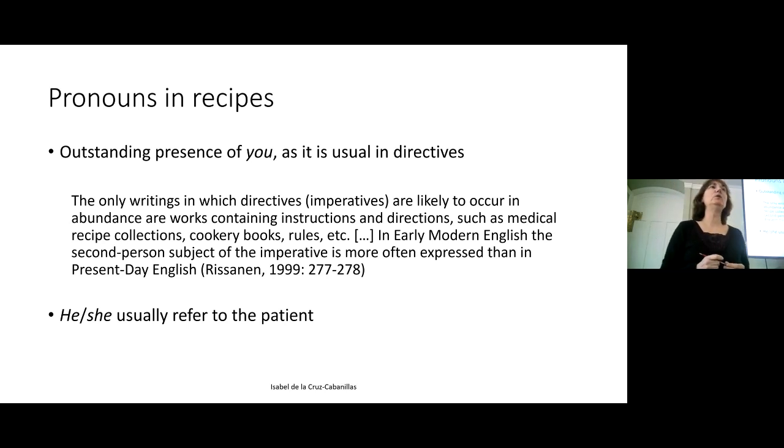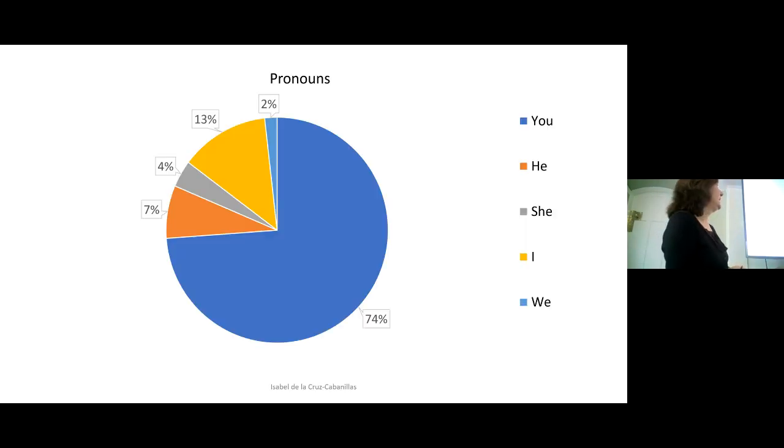I forgot to let you know that most of the recipes are medical, but there are some cooking recipes as well. And even some household recipes I will be referring to later on. So you is present, but I'm going to refer to first person pronouns mainly, and he and she are also present, but they mainly refer to the patient. So here you have some numbers. As you can see, there is an outstanding presence of you, 74%.